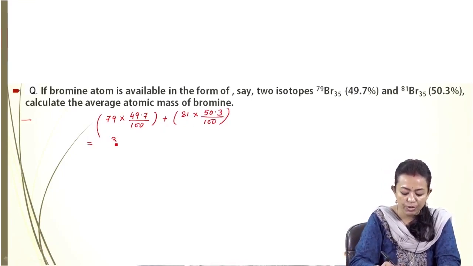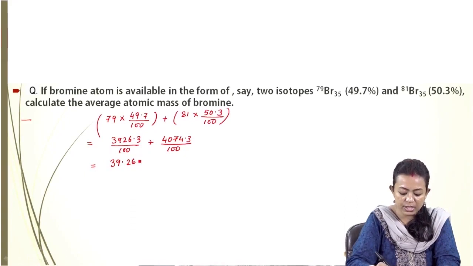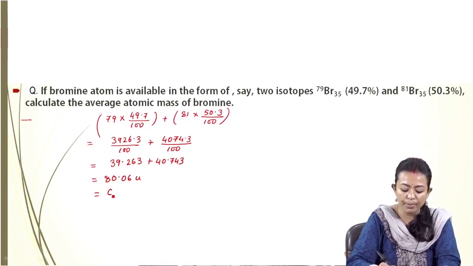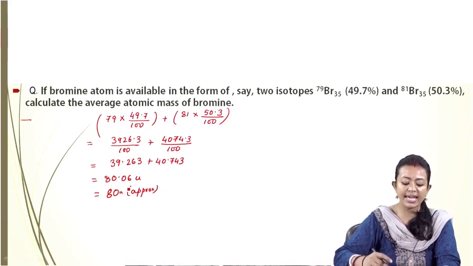It's going to be 3926.3, you can calculate and find out, plus 4074.3 divided by 100. So this is simple LCM, 39.263 plus 40.743. So if we add up, it's going to be 80.06 unit, which is approximately 80. So the average atomic mass of bromine is going to be 80 unit.